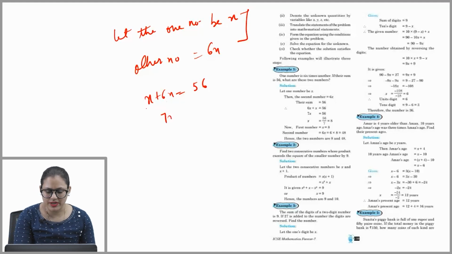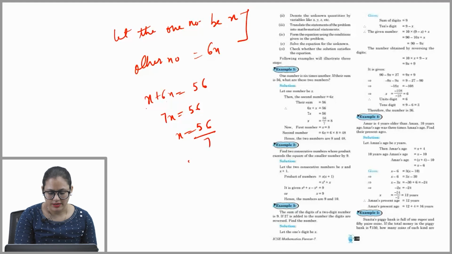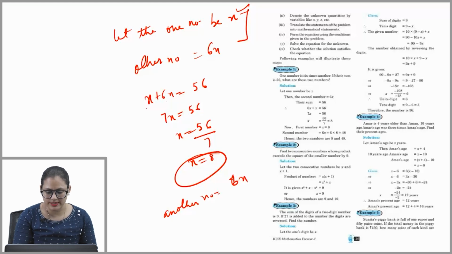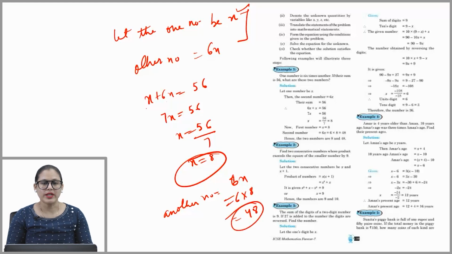x plus 6x is 7x, which is equal to 56. x is equal to 56 by 7, that is 8. So, one number is 8 and the other number is what? 6x, that is 6 into 8, 48. Okay. So, one number is 8 and the other number is 48. Okay.